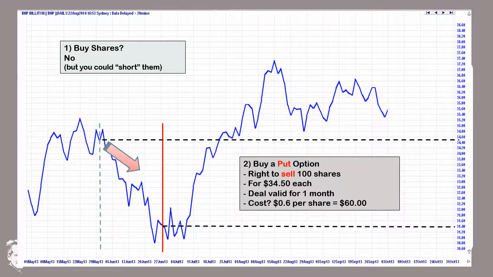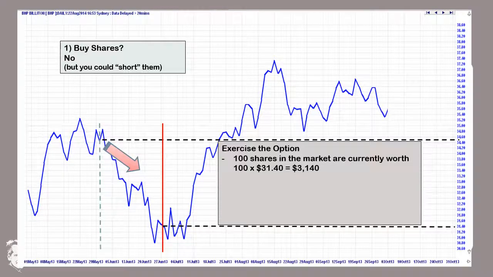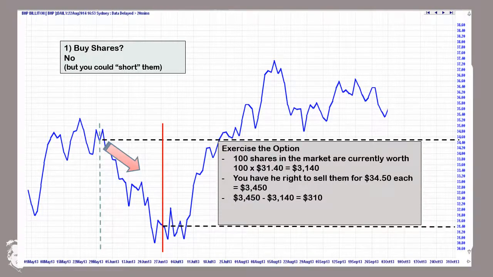Well, a month later, great. The stock has fallen, trading at about $31.40. So what are we going to do? We exercise our option. The 100 shares in the market, we can buy them for $3,140. We have the right to sell them for $34.50 each. That's $3,450. So if you subtract the two from each other, that's a $310 profit, minus the $60 that you've paid for the option, and you keep the profit of $250, or 317% of the money that you have invested.